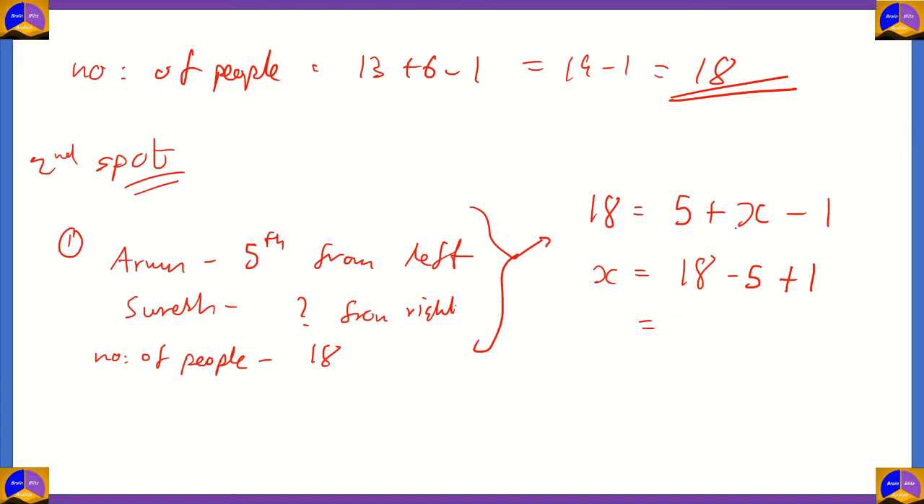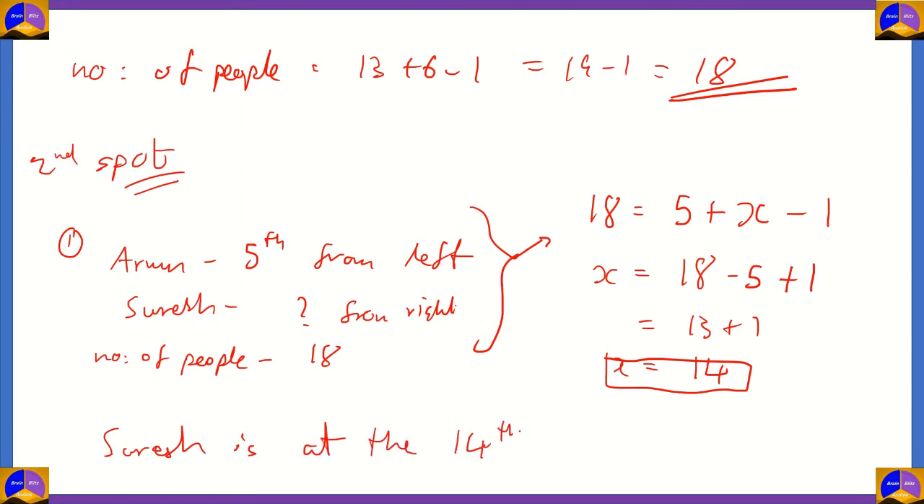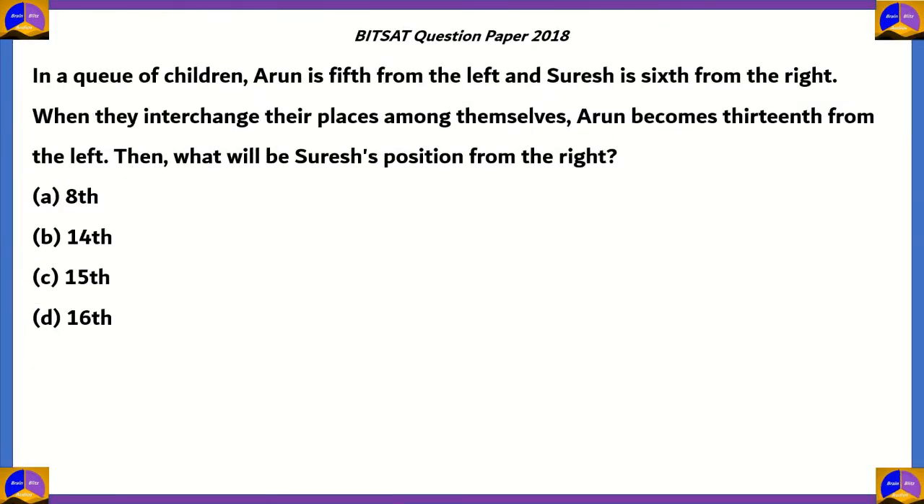Let's calculate that again. 18 minus 5 gives you 13, plus 1 gives you 14. So therefore, x is equal to 14. So Suresh is at the 14th position from the right in the second case. And that's what we need to find out. So 14th is the correct position. And if you look at our options, you can see that option B is the correct option.